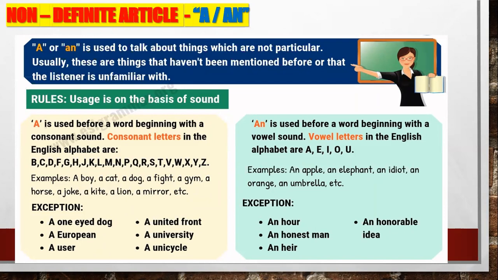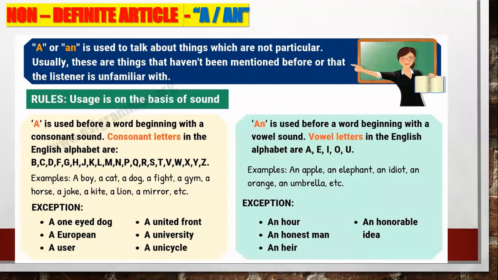For example, here you have on the exception part, a one-eyed dog. And sometimes we get confused: but teacher, one starts with the letter O. It's a vowel. A one. It's not correct to say an one. Remember that we're talking about sounds. One, the word one, starts with the consonant W. W. That's why we use the article a and not the article an.